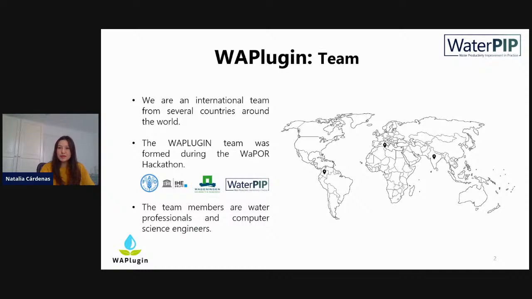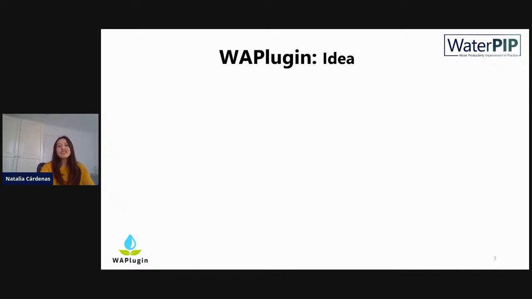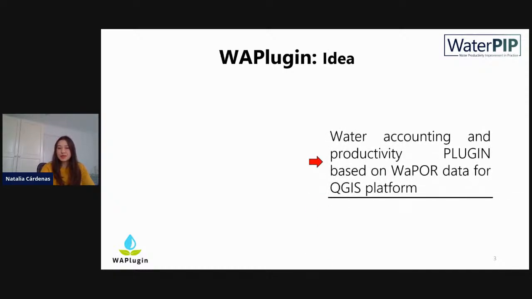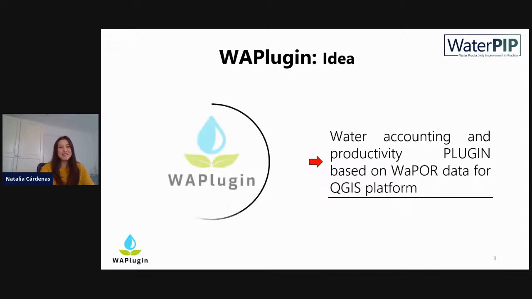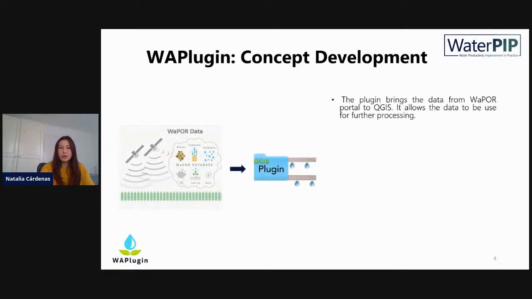So what is the WAPlugin? What is the idea behind it? It's a water accounting and productivity plugin based on WaPOR data for the QGIS platform. This is a tool that brings together the WaPOR portal and the QGIS software, allowing quick access to WaPOR data directly from QGIS. Besides, it allows the computation of water accounting indicators. So let's continue with the concept development of the plugin.